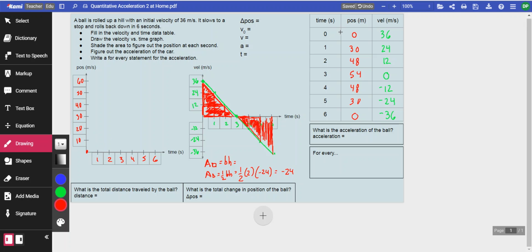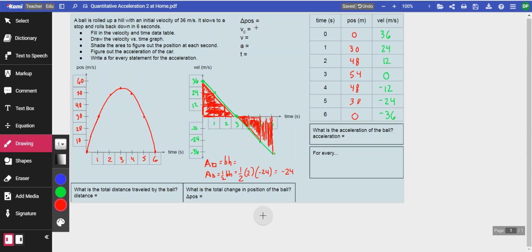So the first point is 0, 0. The second point is 1, 30, 2, 48, 3, 54, and then 48, 30, and 0. And this makes sense because we know it has to be a parabola. There we go. So let's fill these in.